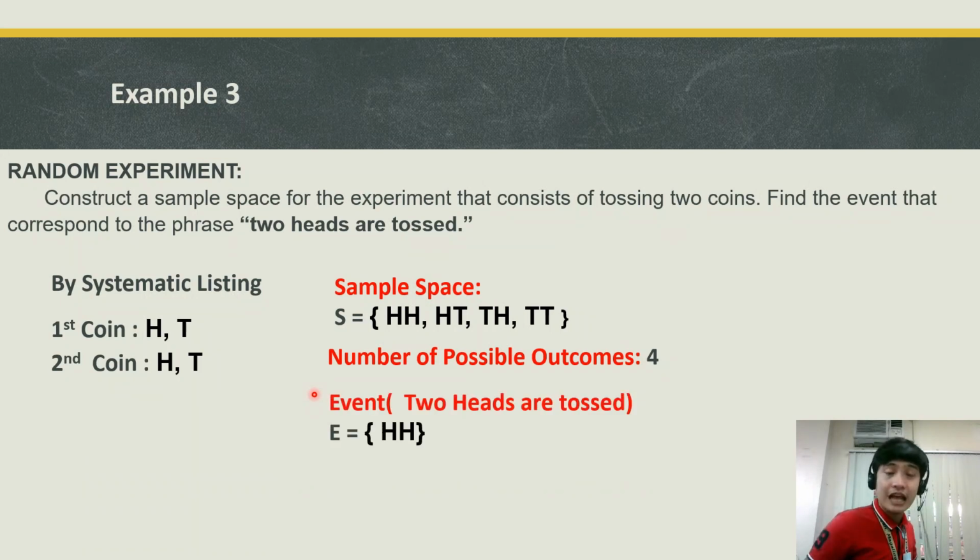And the event that will point us to the phrase two heads are tossed, hahanapin lang natin sa mga outcomes na ito, alin diyan ang outcome na tumutukoy sa two heads are tossed. So, dalawang heads ang na-toss, dalawang heads ang lumabas nung tinos natin yung dalawang coins. So, ito po yun. Ito pong event na to, itong outcome na to. So, set E, that is equal to this braces. Inside of this set, we have the head, head. Okay. So, yan po yung example number 3 using the systematic listing.